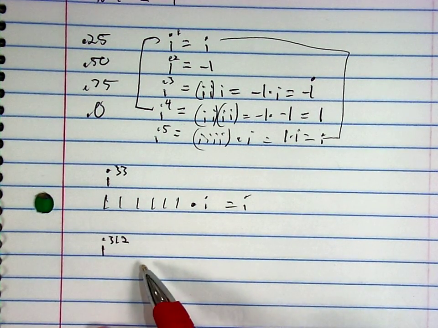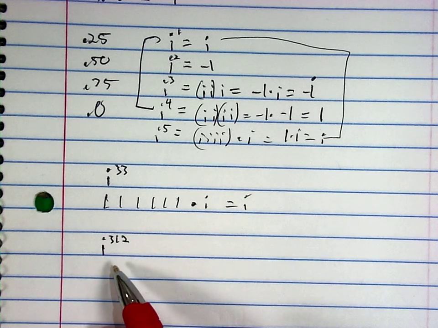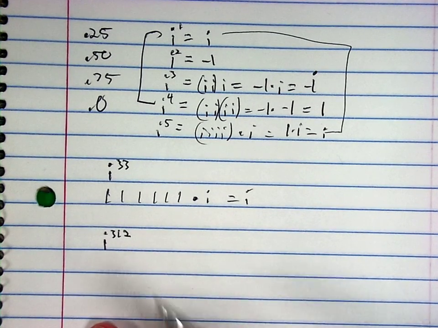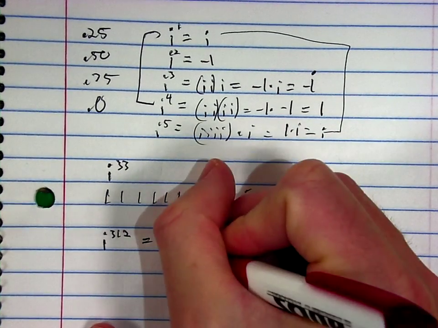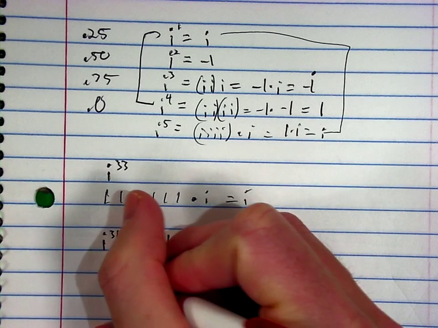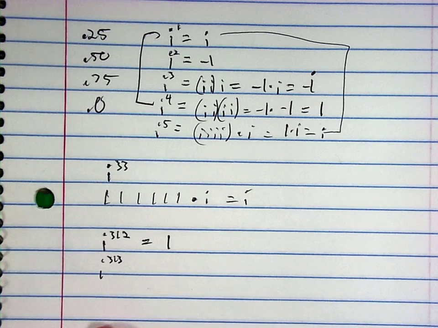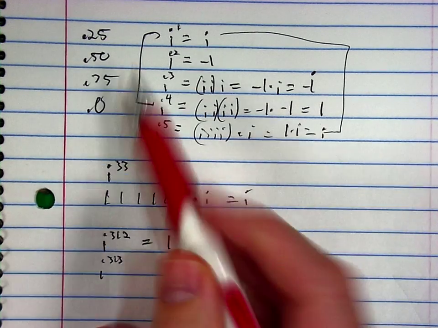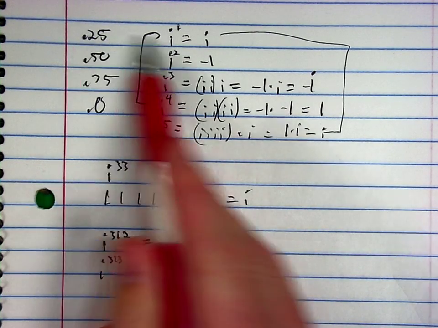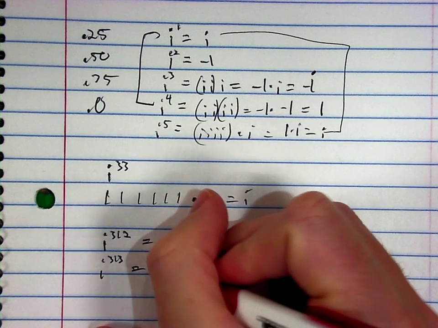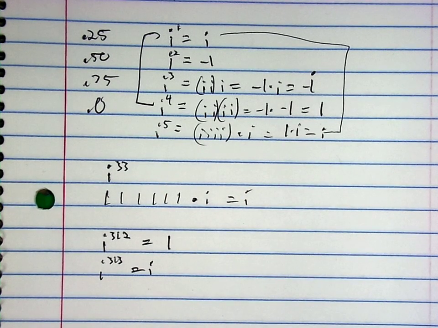So 312 divided by 4 was 78.0, no decimal. So this would just be a 1. What if I had i to the 313th? I'd type that in. It's going to be 78.25. My decimal would have been 0.25. I look up here. It's i to the 1st. So that's one way to do those problems.